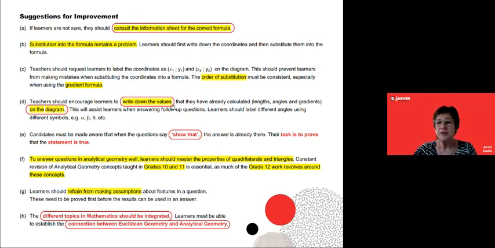Writing down the values on the diagram is a very, very important aspect of developing success in coordinate geometry: to analyze the diagram, and then as you proceed to write down all the values. So I won't go into any more detail, apart from reminding you of the huge connection that Euclidean geometry, analytical geometry, algebra and graphs all have with analytical.